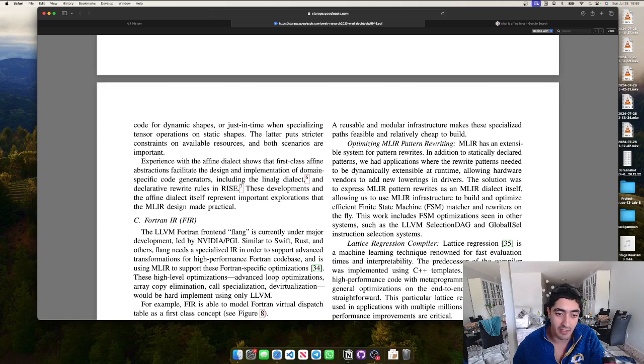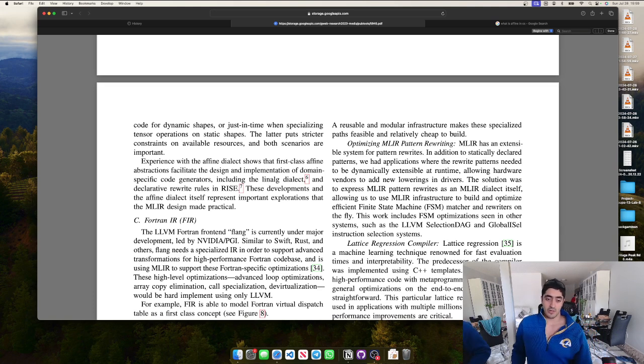Experience with the affine dialect shows that first-class affine abstractions facilitate the design and implementation of domain-specific code generators, including the linear algebra dialect and declarative rewrite rules in RISE.